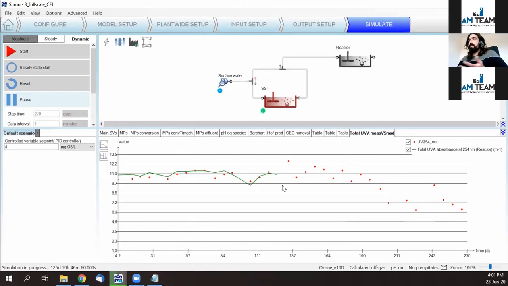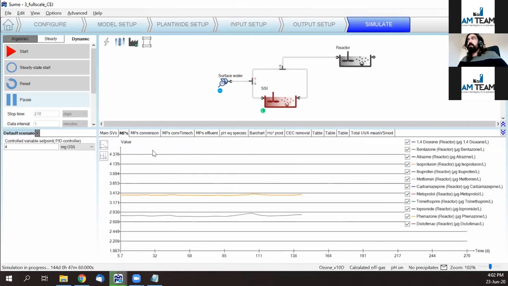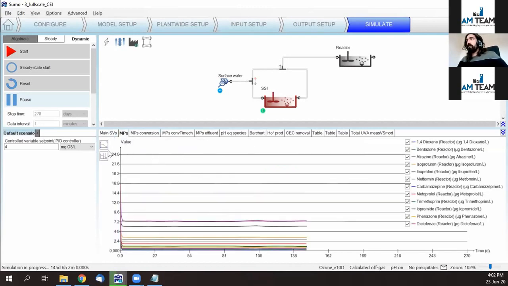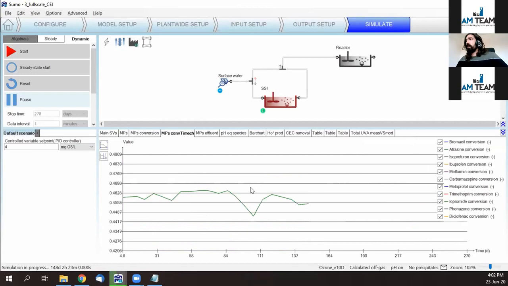Online data from an online sensor. So slowly, but not too slowly, we are getting through the entire data set, and also getting more information about the potentially resulting bromate. Unfortunately, we don't have information about the effluent bromate in this case, but we can have a rather robust idea of what is going to happen to our micropollutants and their conversion in time.